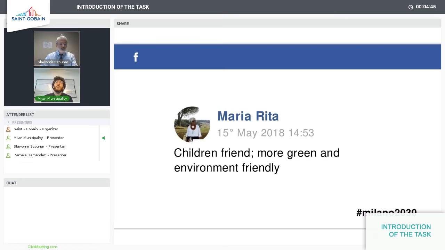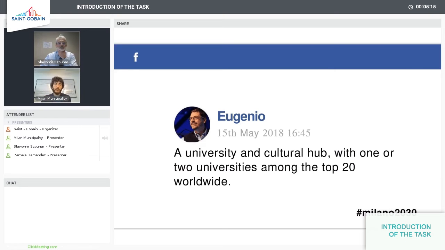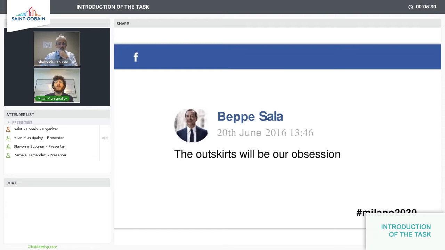We would like to have a city which is more friendly for the young generation, also in terms of green environment. There is another topic which is very important as a request by the citizens, which is the fact that we need more affordable houses, particularly for the attraction of the young population. And this is one of the main topics that will also be part of the competition. Another relevant factor is that we are attracting the young generation because of the great role of universities and cultural hubs in the city, and this is something we want to stress and continue.